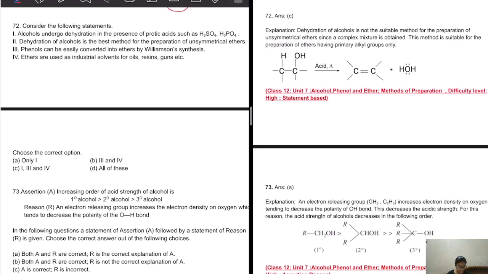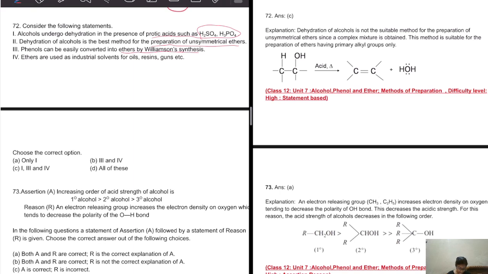Consider the following statements. Alcohols undergo dehydration in the presence of protic acids such as H2SO4, H3PO4. Dehydration of alcohol is the best method for preparation of unsymmetrical ethers. And phenols can easily be converted into ethers by Williamson synthesis. Ethers are used as industrial solvents for oils, resins, gums, etc. See, let's see what is the correct answer.